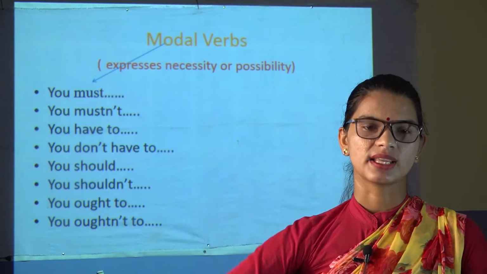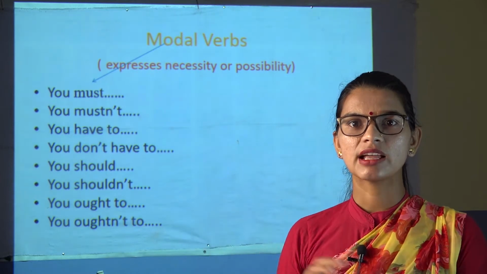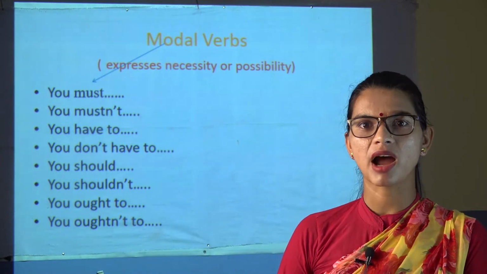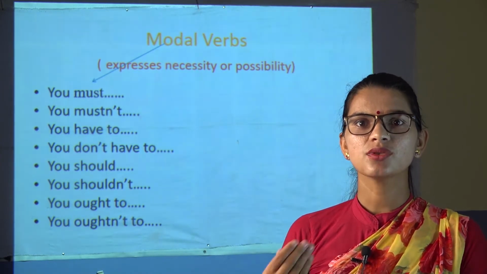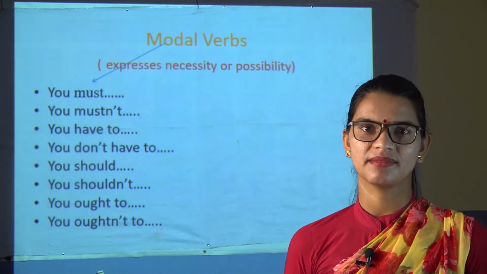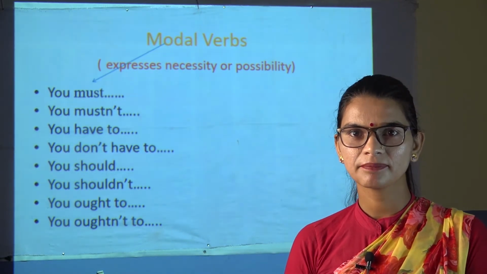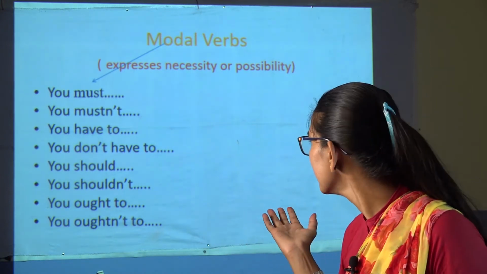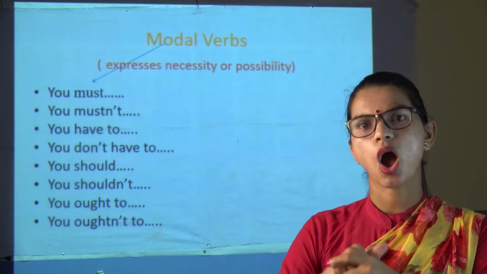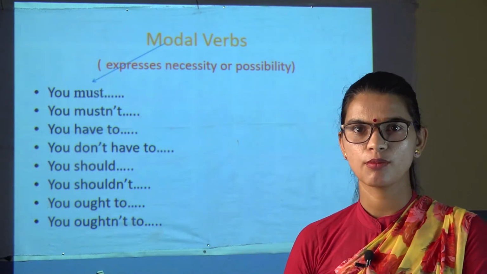As a student, you must know the modal verbs used to describe rules and regulations. Let's first be clear about the auxiliaries or modal verbs. What are the auxiliaries or modal verbs? Can you explain to me? Modal verbs are those which express necessity or possibility.